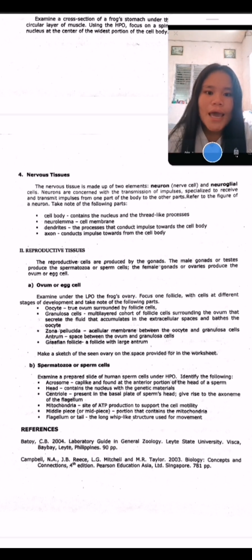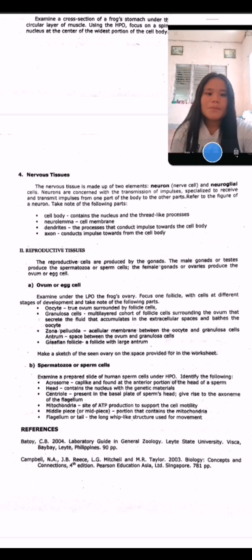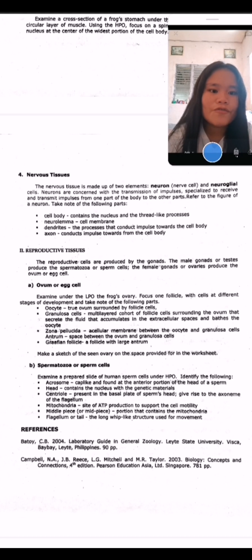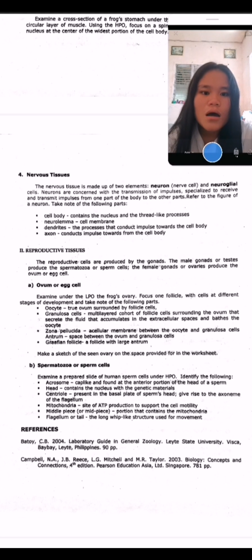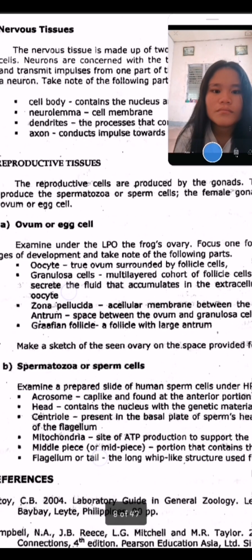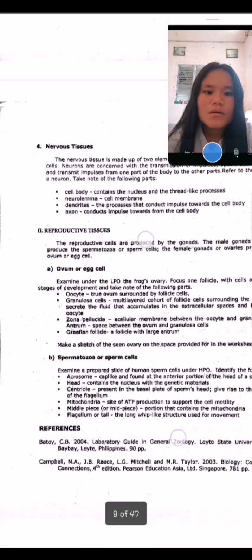So, A. Ovum or egg cell. Examine under the LPO the frog's ovary. Focus on fluid with cells at different stages of development and take note of the following parts.